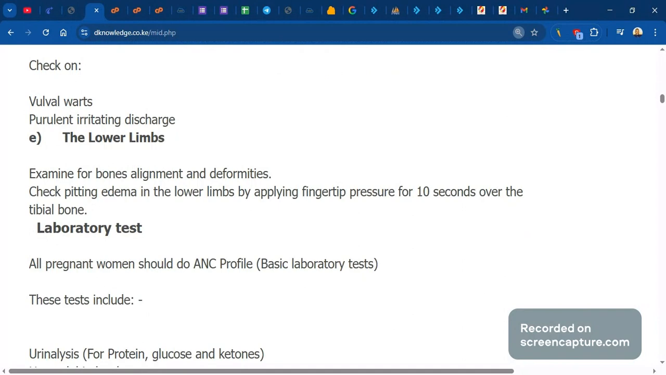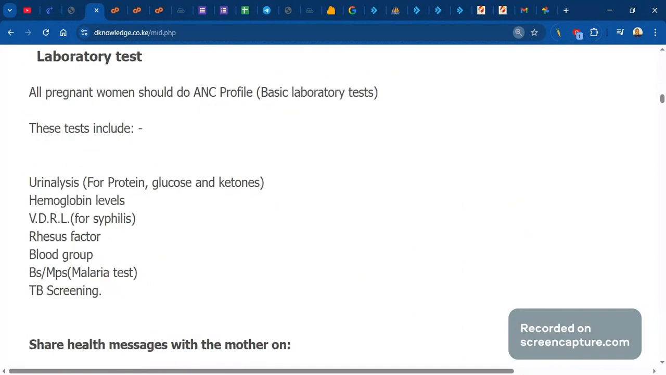Okay. Laboratory tests, just the way I told you initially, is just the ANC profile. These tests are like urinalysis, where we check for protein, glucose, and ketones. Hemoglobin levels, we check the Hb to assure us of the stability of the oxygen supply to the mother, so we don't fear for syncope or fainting cases.